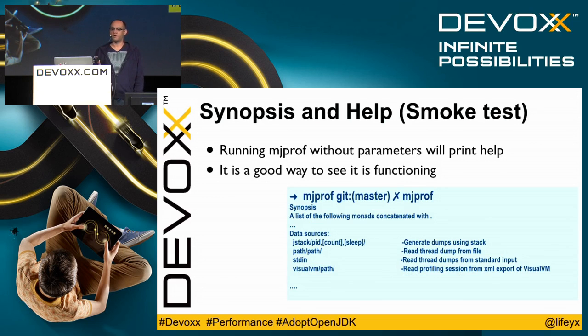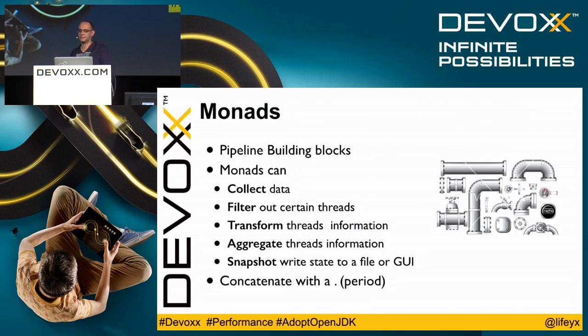So running mjprof is nice, but what can you do with it? The first thing that you need to understand is that you have some kind of input to your mjprof application, and then you apply a pipeline of basic building blocks that are called monads. The monads can collect data, they can filter out certain threads, they can transform the information in a thread, and they can aggregate. And at any point you can take snapshots. So if you have a very long pipeline of operations, you can take snapshots in the middle, okay, and continue from there.